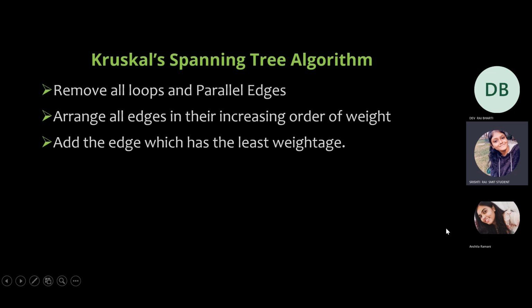Step 1. Remove all the loops and parallel edges. In case of parallel edges, keep the one which has the least cost associated and remove all others. The next step is to arrange all edges in increasing order of weight. That is, create a set of edges and weights and arrange them in ascending order of weight. The last step is adding the edge which has the least weight.